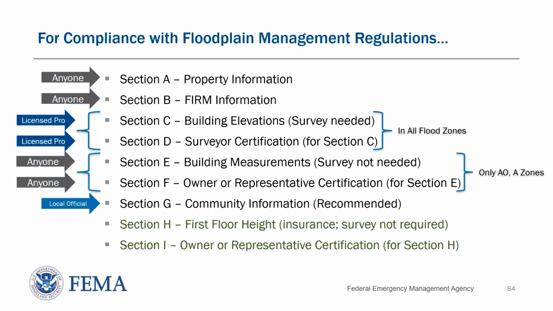But let's talk about which sections should be completed if you're using the elevation certificate to document compliance with floodplain management regulations. That is section A and B, and either section C and D or E and F. Notice that section H and I are not on that list. Section C and D are good for all flood zones. Section E and F are only for zones that don't have a base flood elevation or where the flood is measured in terms of depth. Completion of Section G by the community official is always recommended in all cases and required for CRS communities.